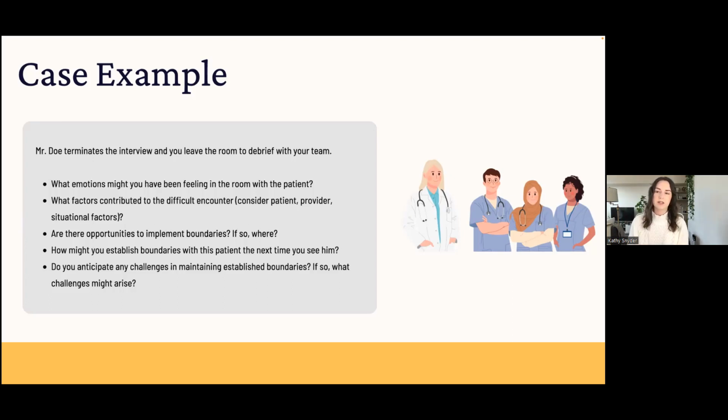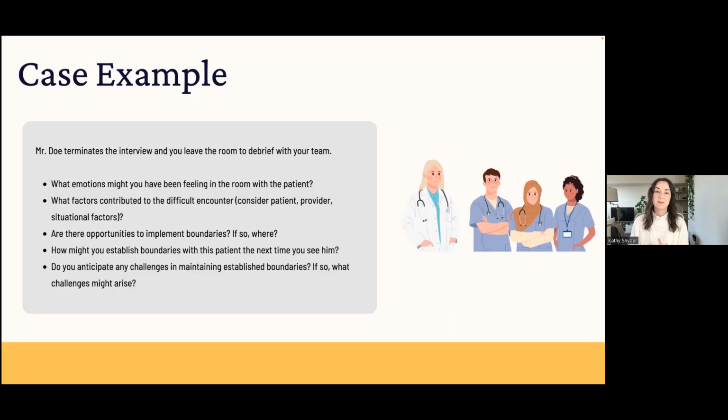The next question is obvious. Are there opportunities to implement boundaries? If so, where? Yes, plenty of opportunities here. And I think there are opportunities at a bunch of different levels. One would be verbal agitation and really speaking calmly. And again, trying to figure out the goal. The goal here is pain control. And so just saying, I hear you, I hear that you're in pain and I want to help you. And it is easier for me to hear you when you talk in a quieter voice. Tell me about your pain, what's going on for you. All of those things can be helpful.